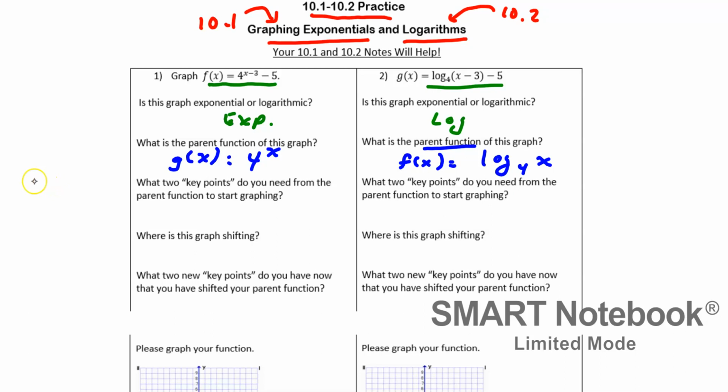Here's the real reason I put these two questions next to each other, so you can see the relationship over the last couple days' lessons. What are the two key points you need from the parent function of an exponential to start graphing? What are the two key points you need from the parent function of a log to start graphing?